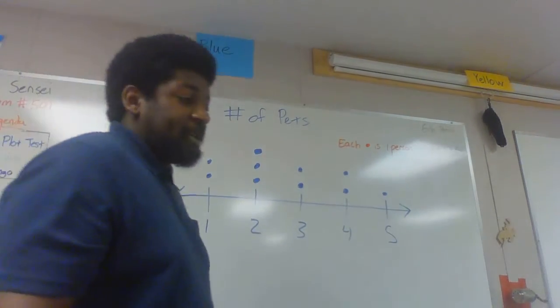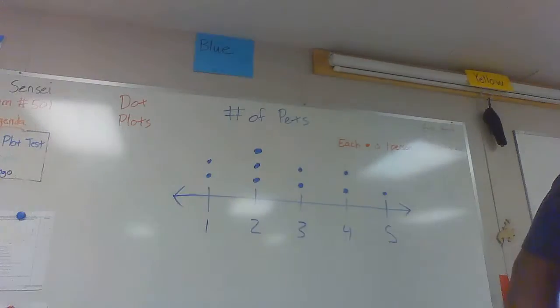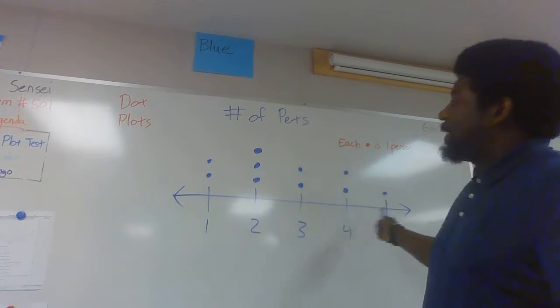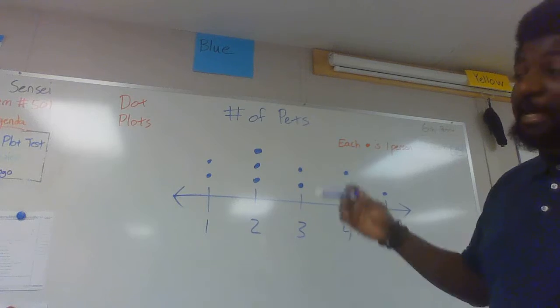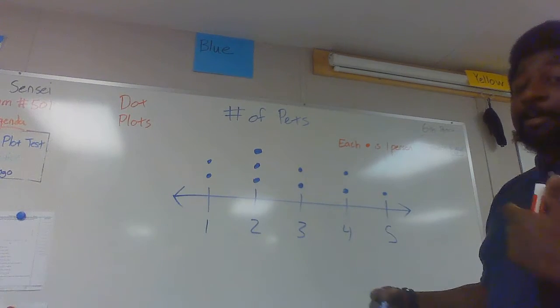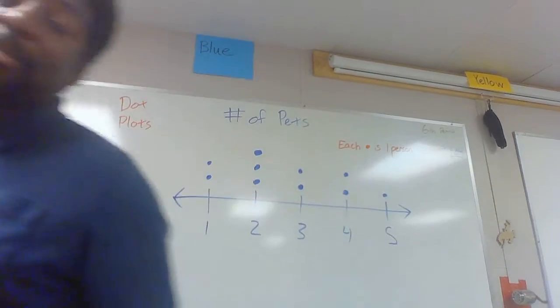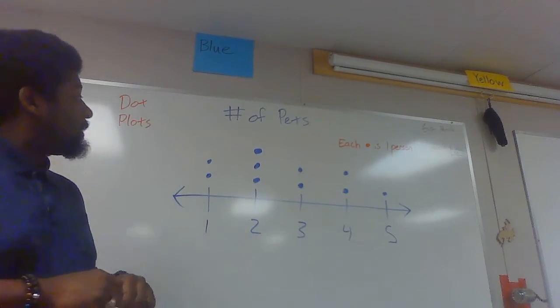All right, peeps, today we are talking about another type of graph. These are called dot plots. You might also hear them called line plots because you're putting dots on a line. So there's two different ways you'll hear it: dot plots or line plots, but I call them dot plots and they're the same thing. So please make sure you remember that dot plots and line plots are the same thing.